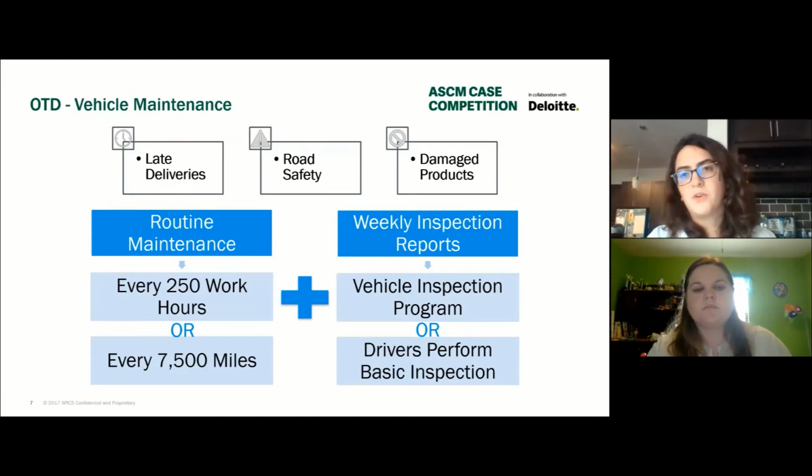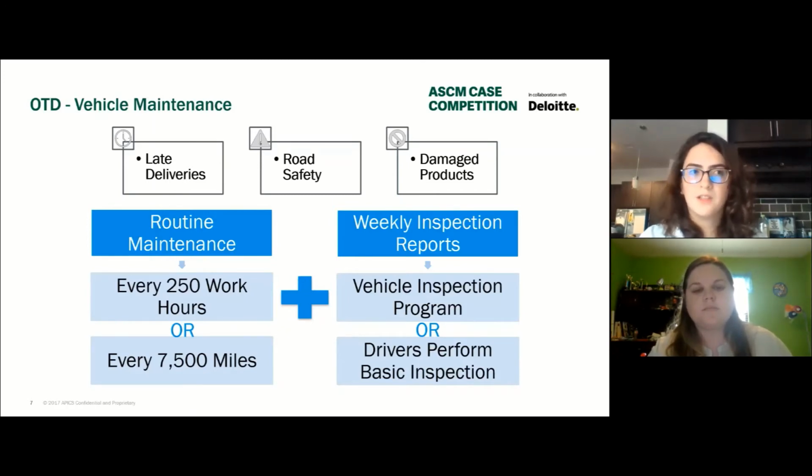However, that doesn't account for the amount of work the actual vehicle is going through. So we recommend doing preventative maintenance every 250 work hours or every 7,500 miles, whichever one comes first. In addition to that, we recommend having weekly inspection reports, either by having some sort of software plugged into the vehicle so that it can automatically give health diagnosis, or having the drivers perform basic inspections once a week, checking tire pressure, checking for leaks, and things like that.